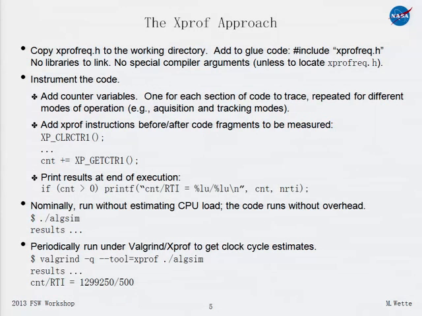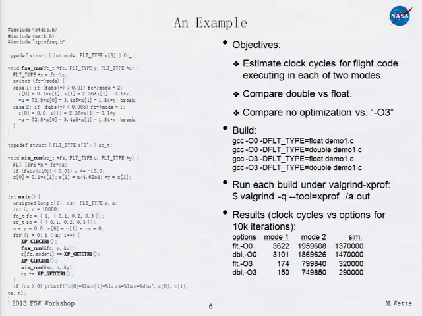That code runs without overhead, and then periodically run under Valgrind Xprof to get the CPU cycle. So he gives an example of this. And so here's an example. The objective is to estimate the clock cycles for flight codes executing in two modes. Compare double versus float, compare no optimization versus level 3 optimization, and then go through the build cycle, run each build under Valgrind Xprof, and if you're familiar with Valgrind, you pass in these arguments, and compare the results. And so he compares the results of mode 1, mode 2, and then the simulation.